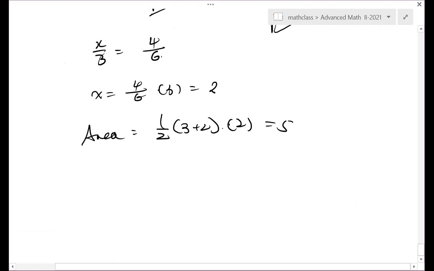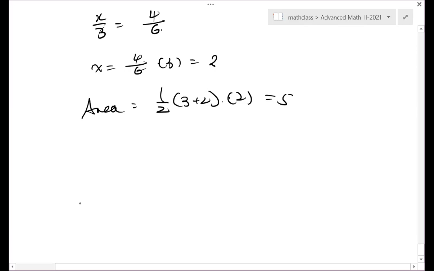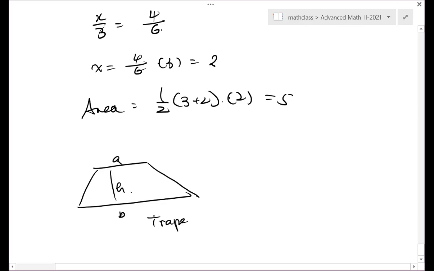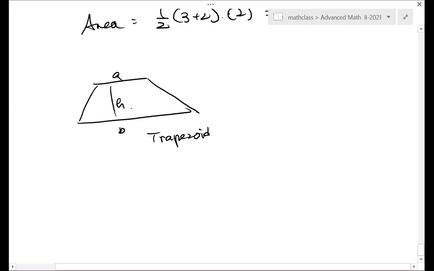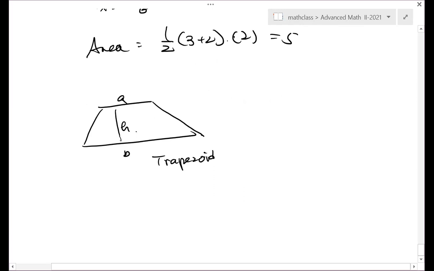Okay, why is the area of the trapezoid always this? So this side is A, this side is B, and this is the height. Why is the area of the trapezoid the average value of A and B multiplied by H? That is A plus B divided by 2, multiplied by H. It's the same idea as for the triangle, you duplicate.